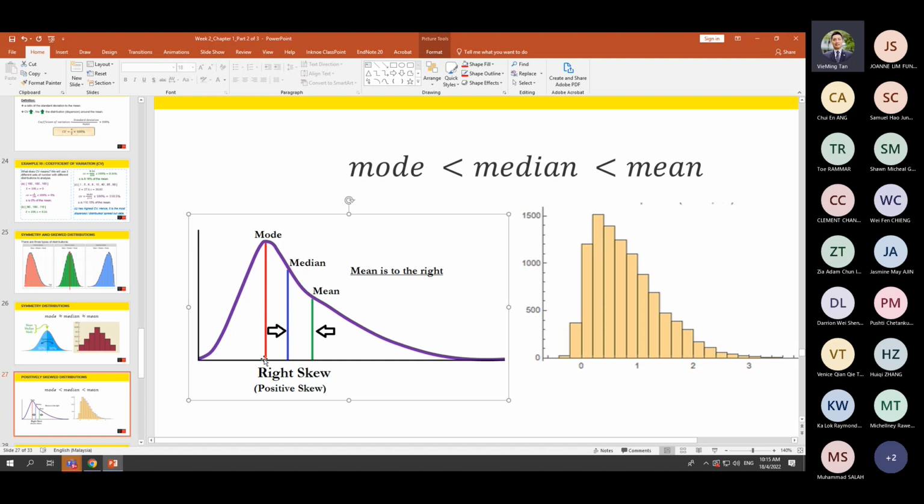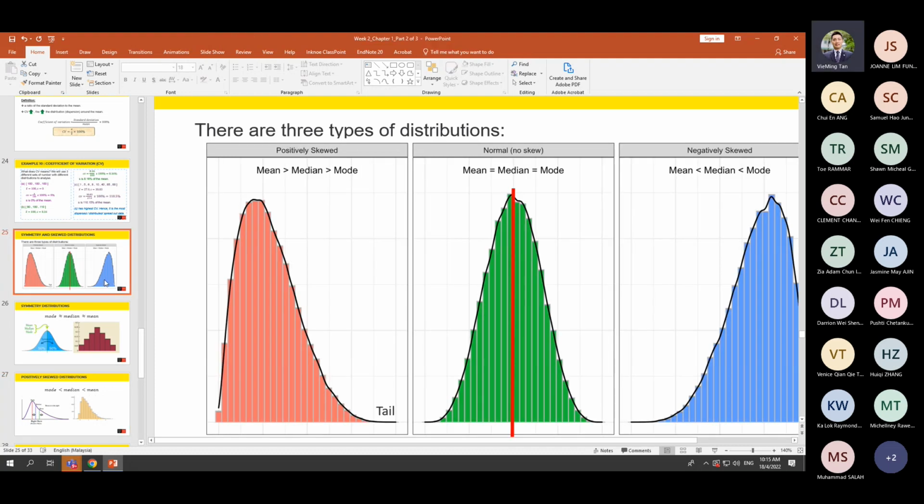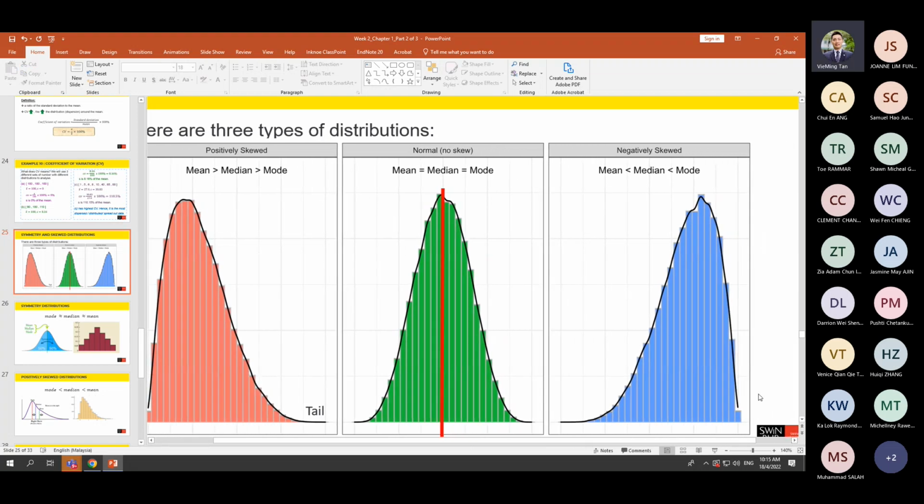So these are the few characteristics of positively skewed data so far. So far, so good? Okay, last one. What happens if the tail is on the left-hand side now? Like this, the green one. The tail is here now. It's on the left-hand side. Then we can conclude the data distribution is skewed to the left or negatively skewed. The data distribution is negatively skewed.